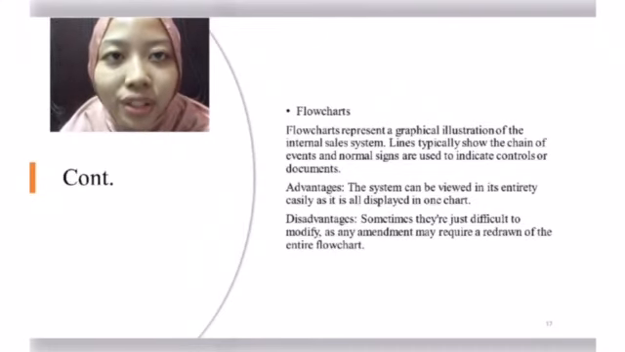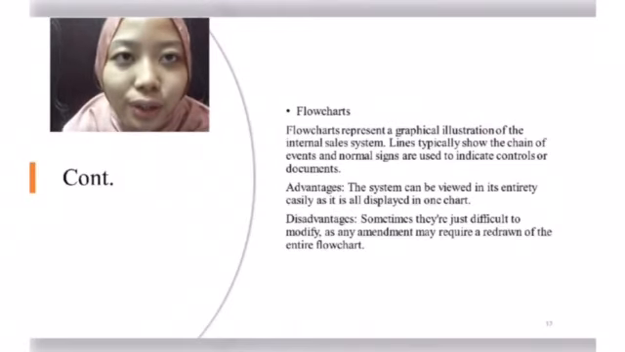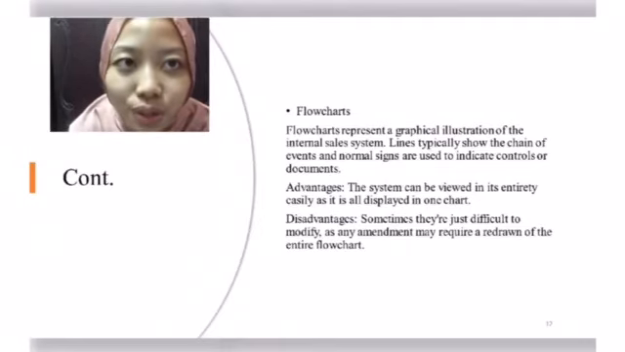The second method for documenting the sales system is the flowchart. A flowchart represents a graphical illustration of the internal sales system. Lines typically show the flow of events, and normal symbols are used to indicate controls or documents.